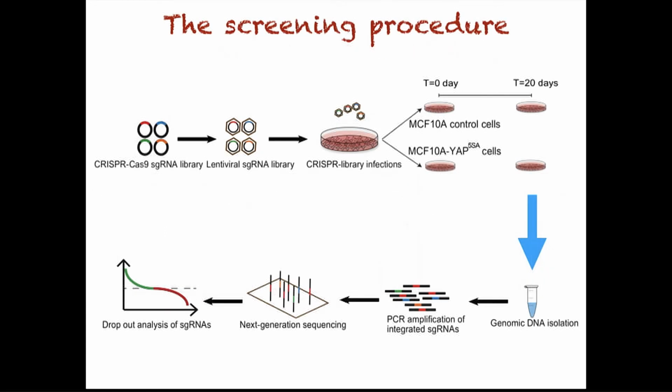So here's the design of the screen. We take these MCF10A cells and introduce them to the library. We start to grow them as a dish for 20 days, collect the genomic DNA, PCR amplify those guide RNAs, and sequence them, and we look for the ones that drop out specifically in the MCF10A YAP cells, compared to the MCF10A cells.